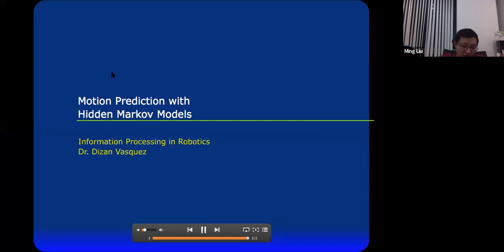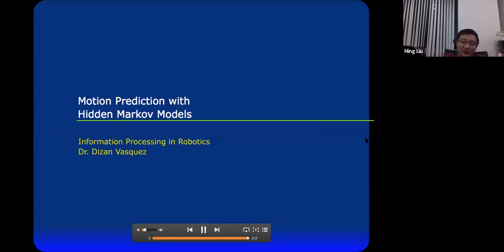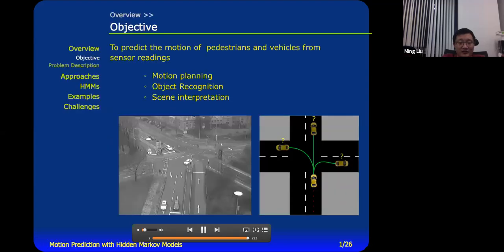As I mentioned, this work uses the HMM model to solve some real robotic problems, especially location-related or tracking-related problems, because you don't have actual control of the system. You only have a partial view. So this is about motion prediction with the hidden Markov model. The problem we try to solve here is to predict the motion of pedestrians and vehicles from the sensor readings.